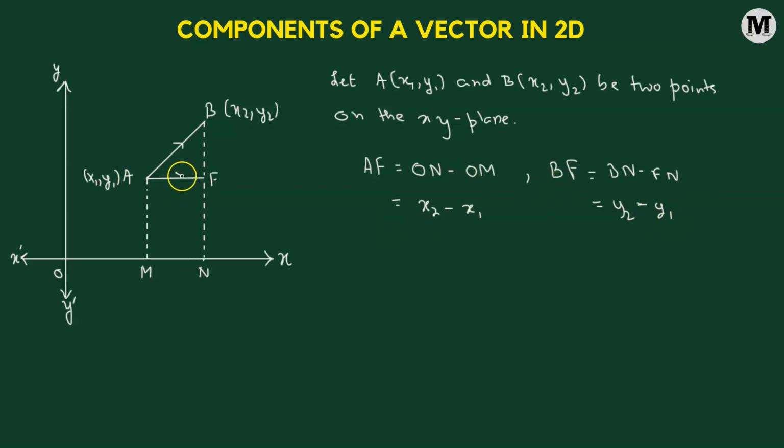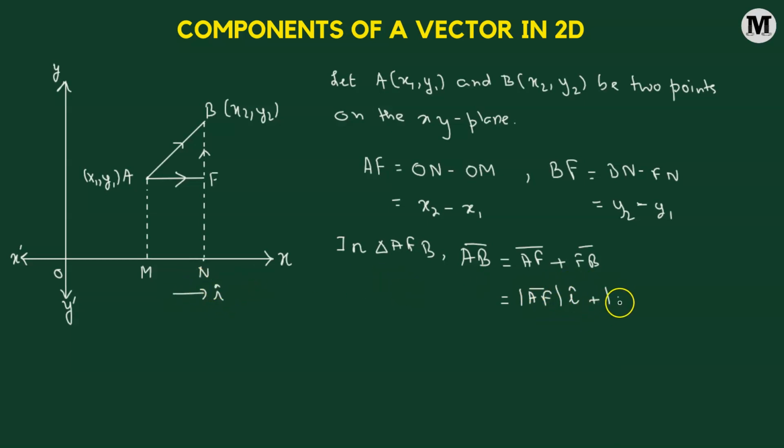Now what we'll do, we'll suppose that AF is a vector going from A to F, and FB is a vector going from F to B. So we will consider the triangle AFB and apply the triangle law of vector addition to define the AB vector as the AF vector added to the FB vector. So the AF vector is going to be represented as, take the magnitude of AF and multiply it with the unit vector going along the x direction. So that's i cap in our case. And we have the FB vector, we can represent it as, take its magnitude and multiply with the unit vector along the y direction, which is j cap.